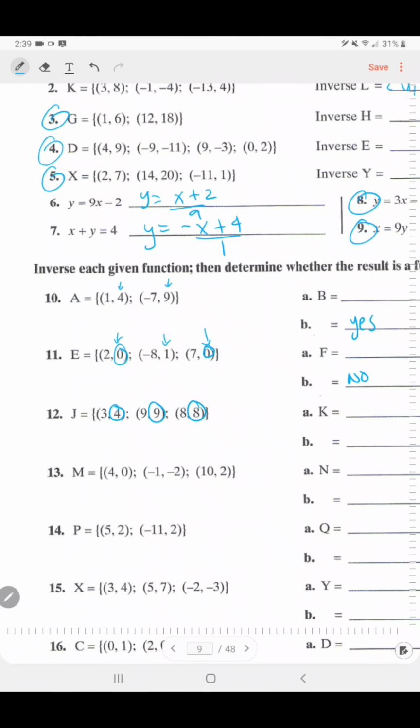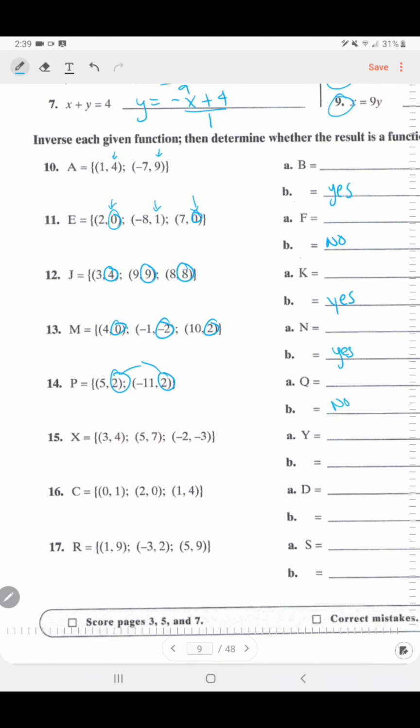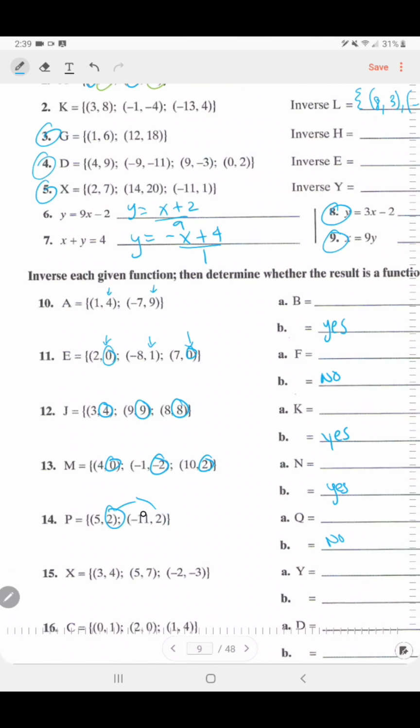Are these repeating? No, so yes, function. Are these repeating? No, so yes, function. Are these repeating? 2, 2. Yes, so no function. Okay, so you can do the other 3.